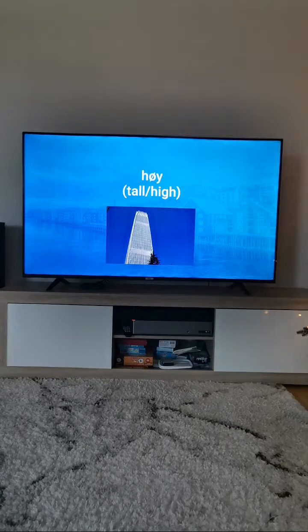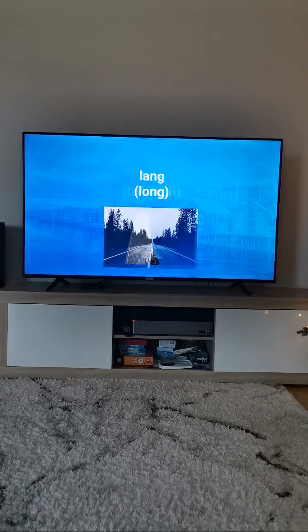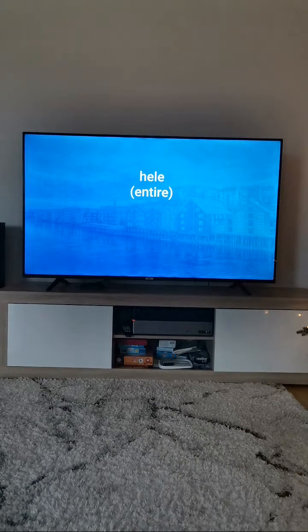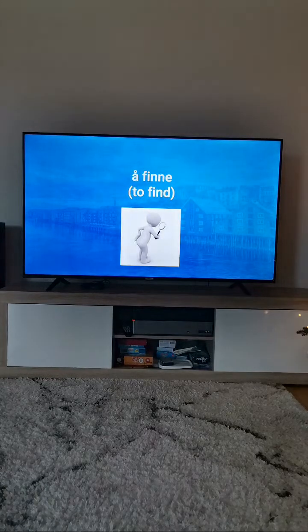Tall is høy. Long is lang. Short is kort. Entire, as in the entire thing, is hele. To find is å finne.